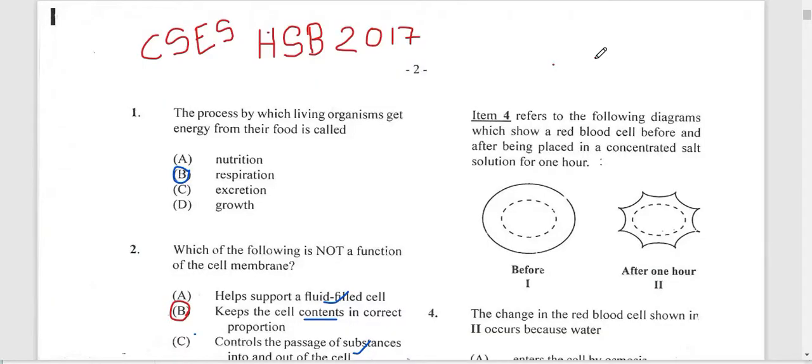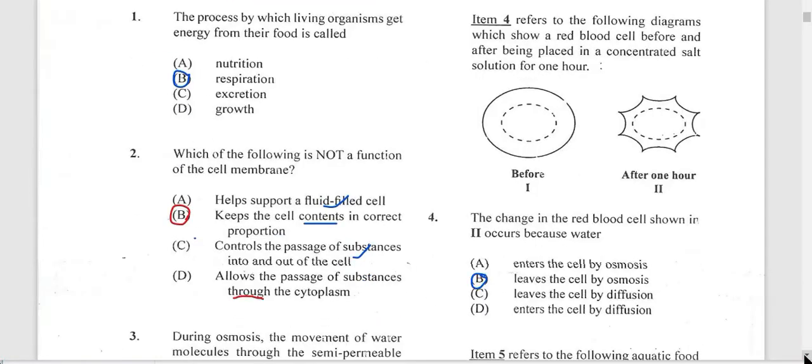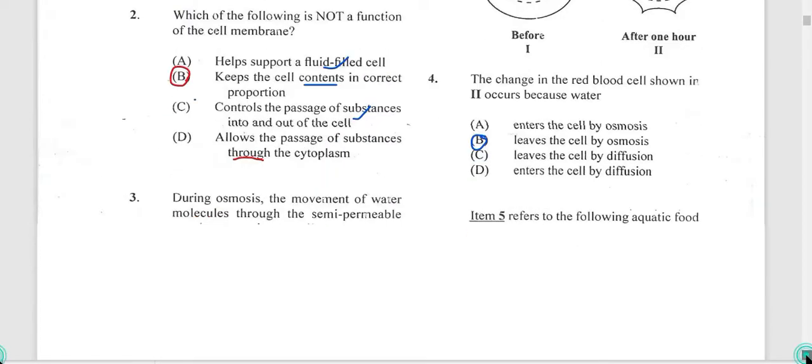Question number 1. The process by which living organisms get energy from their food is called respiration. Question number 2. Which of the following is not a function of the cell membrane? Here we had to look closely at B and D. Eventually we chose B, keeps the cell content in correct proportion. We think that that's a responsibility of the nucleus.